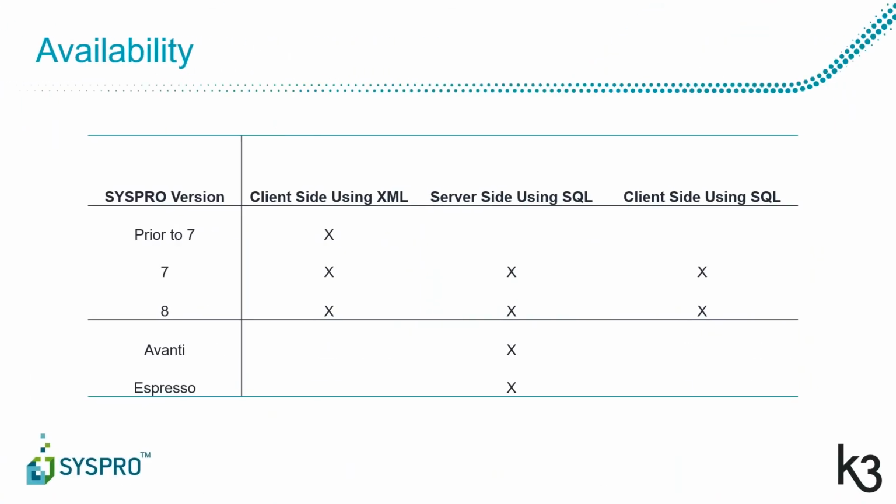So in terms of availability, as I mentioned, there's a small little graph in front of you that will show you what options are available to you. Avanti and Espresso being web applications, they rely solely on server-side printing being used within SYSPRO. So you must toggle that on if you are planning to print from either of those applications.